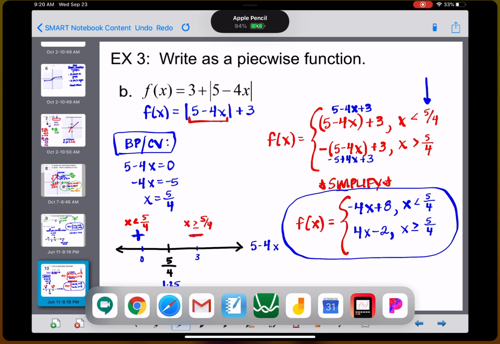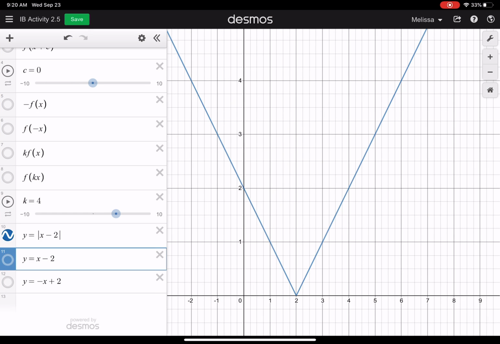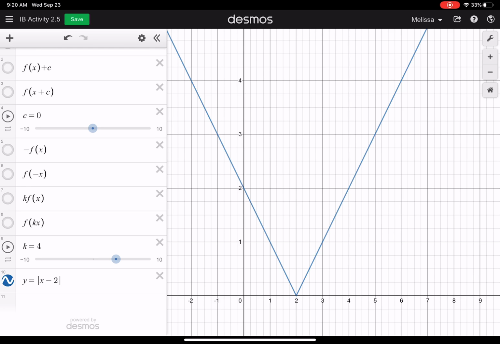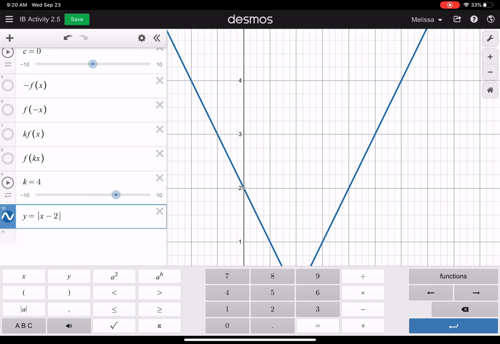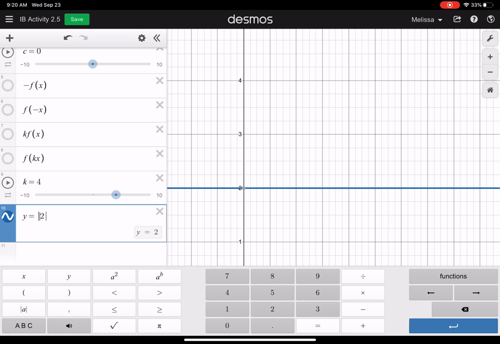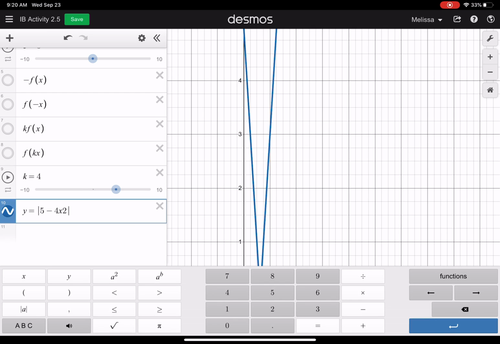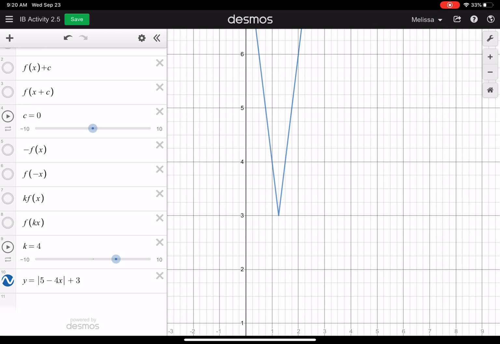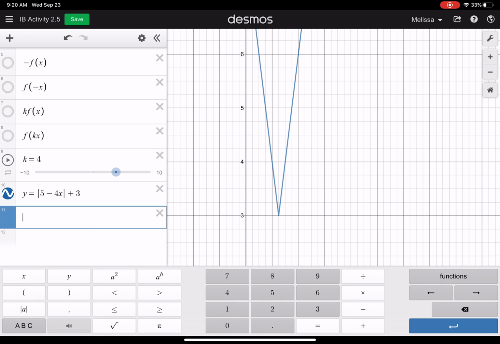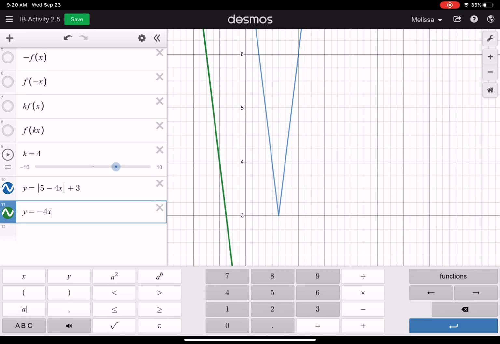Again, if I was to graph this in Desmos, just to give you a picture of what's going on, I'll take those two off. So we have 5 minus 4x plus 3. Okay, here's our graph. So then I can simply check if we had negative 4x plus 8. Notice that's the left side of the graph. That was when x was less than 5/4.